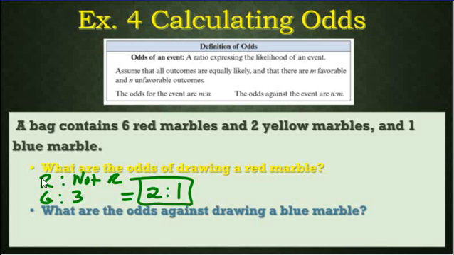What are the odds against drawing a blue marble? So not blue versus getting blue. So not blue, there are 8 that are not blue, and there's 1 that is blue. That is already reduced, so you have 8 to 1 odds against drawing a blue marble.